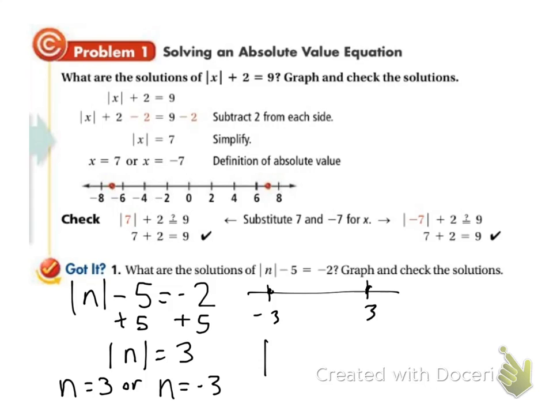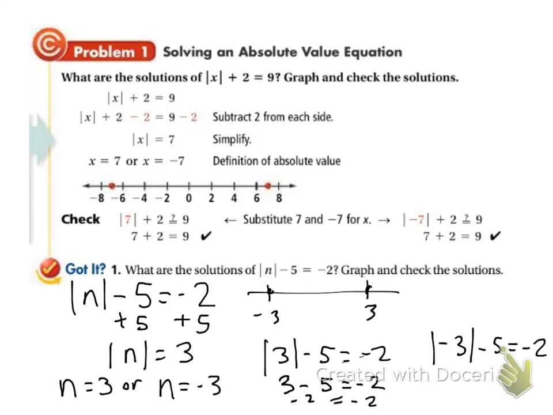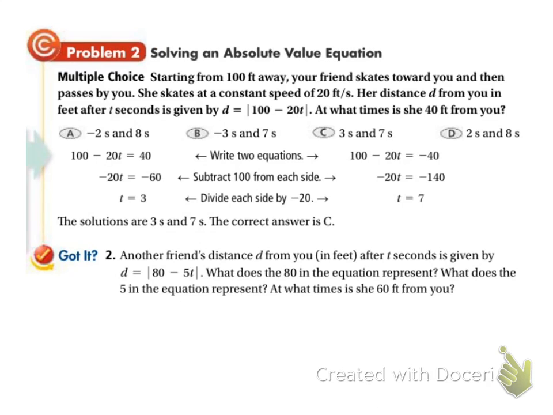And if I want to check my answer, I can plug it in. The absolute value of 3 is just 3, so this turns into 3 minus 5 is equal to negative 2. 3 minus 5 is negative 2, so I get negative 2 is equal to negative 2. And if I plug in negative 3, the absolute value of negative 3 is 3. And again, 3 minus 5 is negative 2.